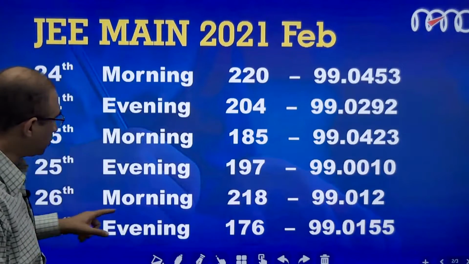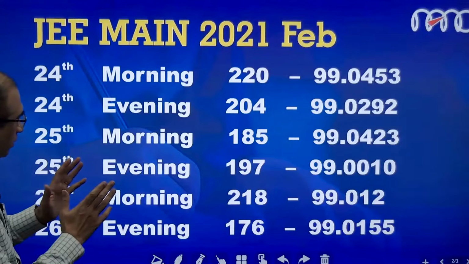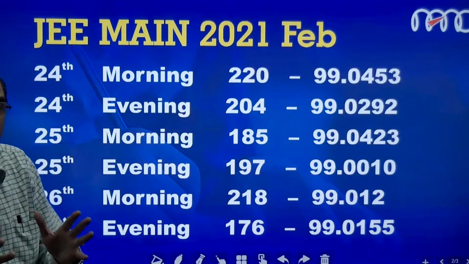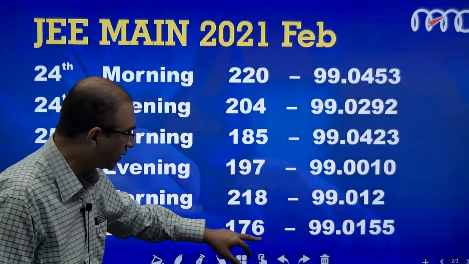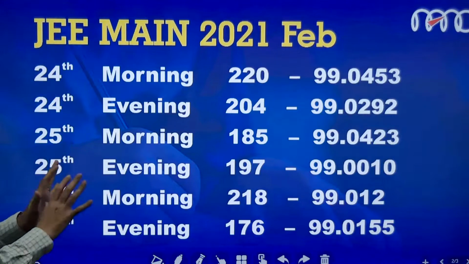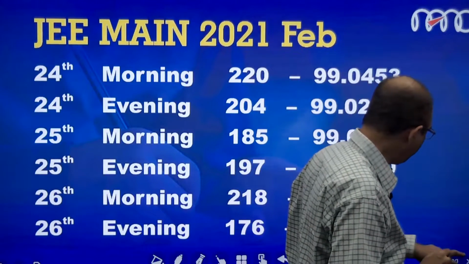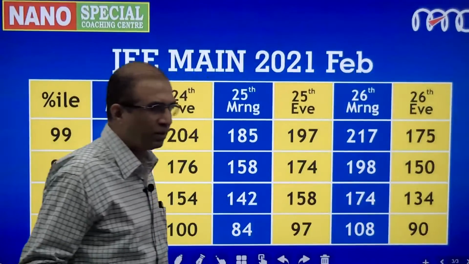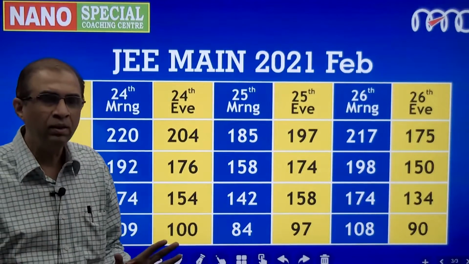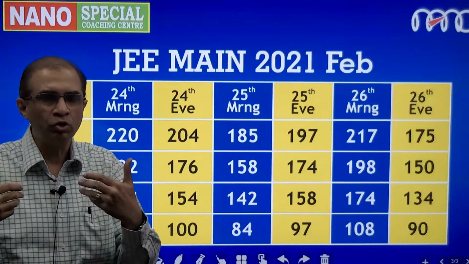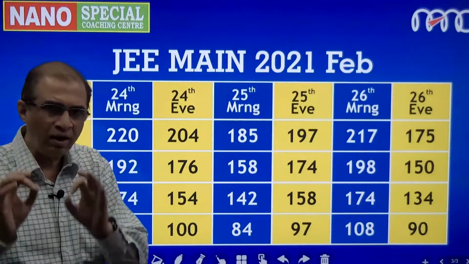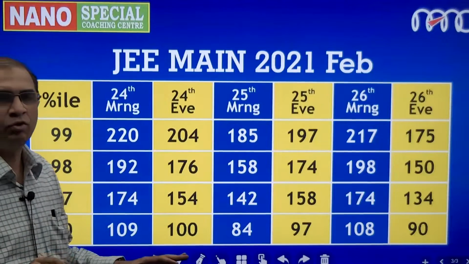99.010. 26th morning, 218. It was a relatively easy paper, 99.012. And 26th evening was a real shocker, 176 only, 99.011155. So we've collected this kind of data points, and using these data points we came up with these figures. There may be minor variations here and there. I'm not saying that this is 100% accurate, because we've collected it on the basis of the scores that we've got from students and corresponded that with the percentiles that they've got. So it may not be 100% accurate, but it will definitely give you an idea.